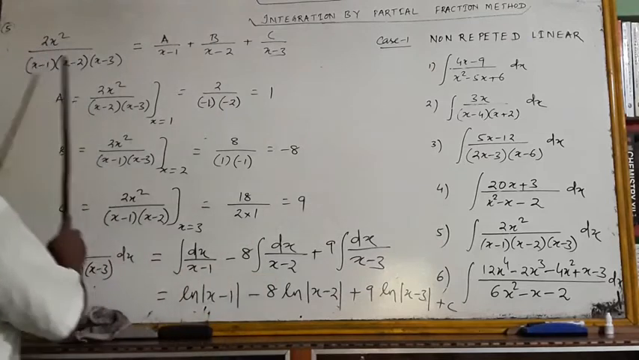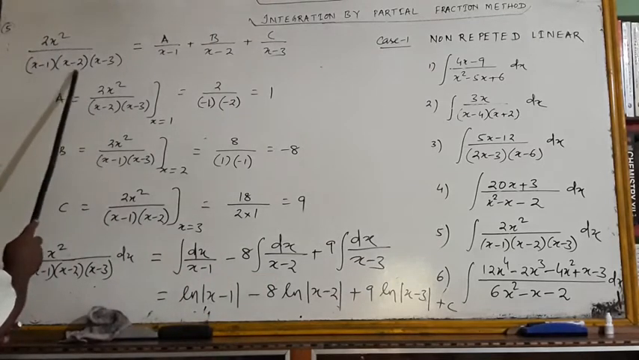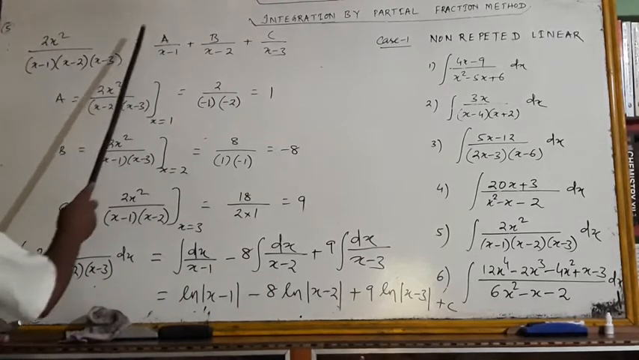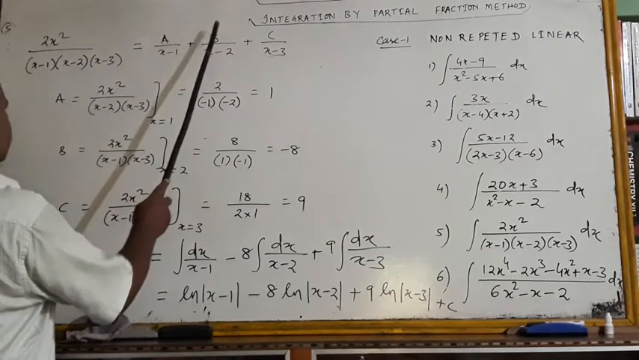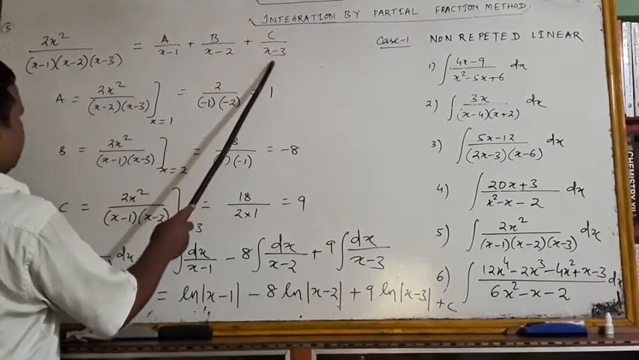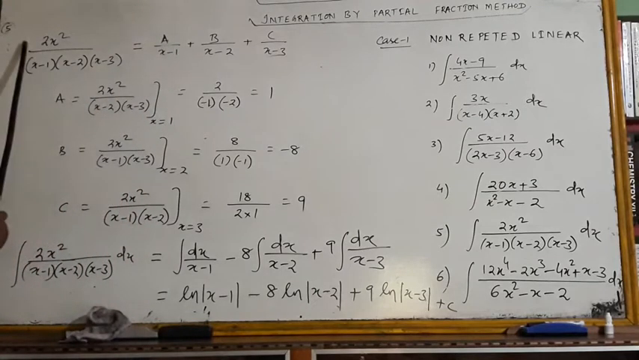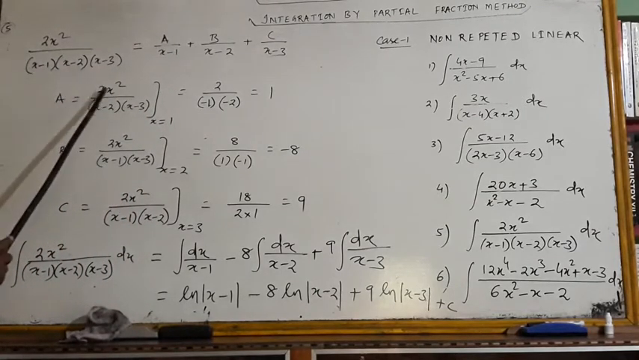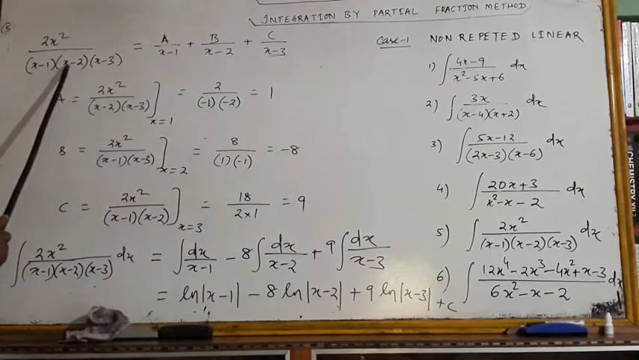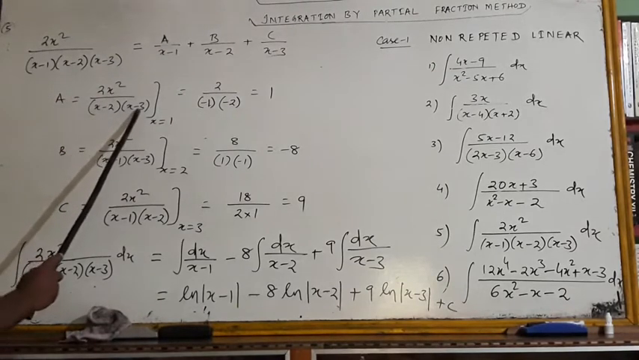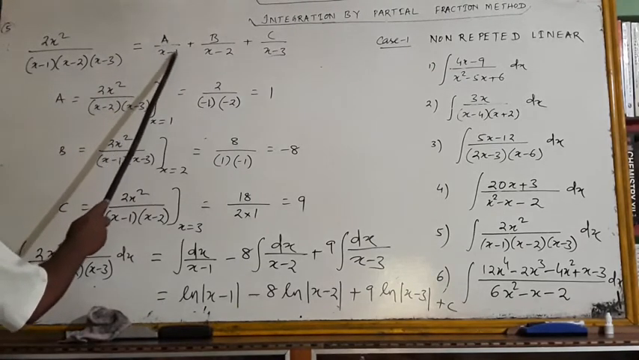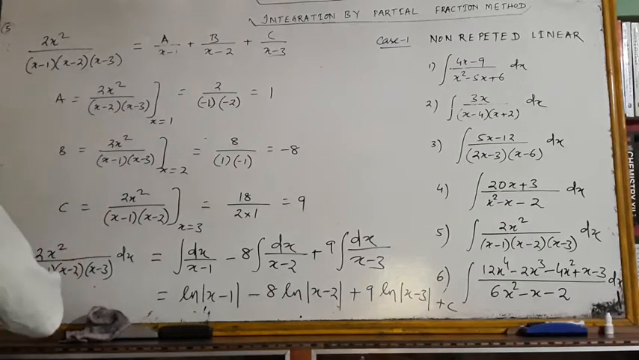What is that? 2x square by (x minus 1)(x minus 2)(x minus 3) equals A by x minus 1, B by x minus 2, C by x minus 3. Directly say what is A? A is, multiply x minus 1 in numerator and denominator, it becomes 2x square by (x minus 2)(x minus 3). When you multiply x minus 1, you have to put what?